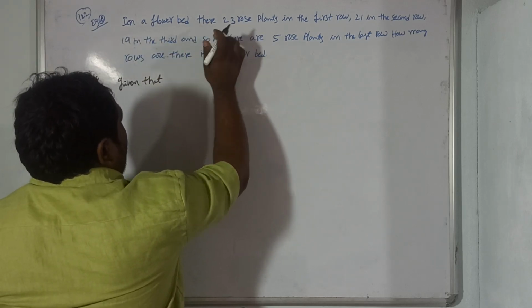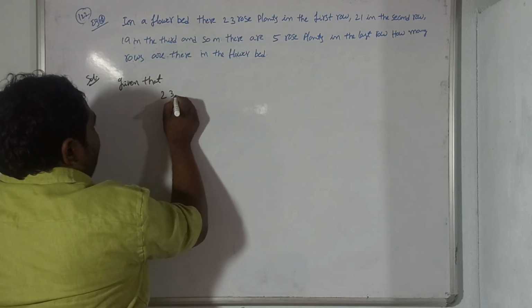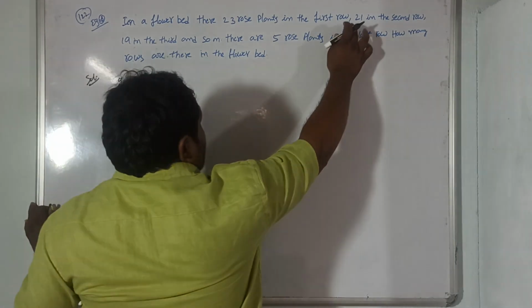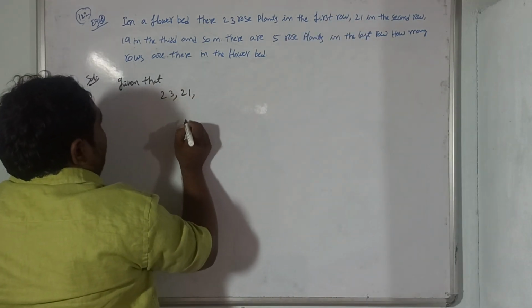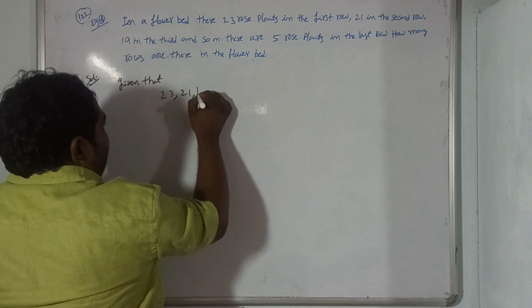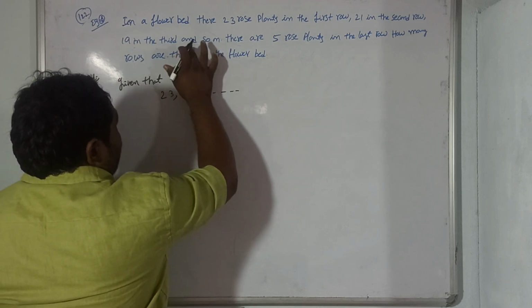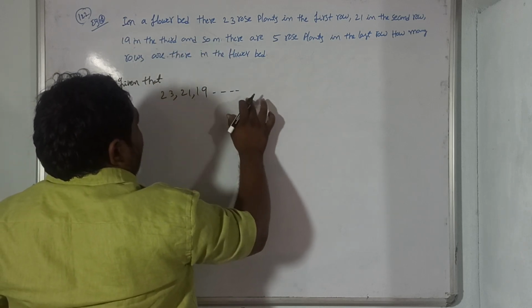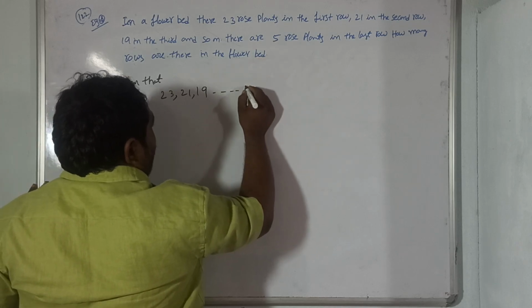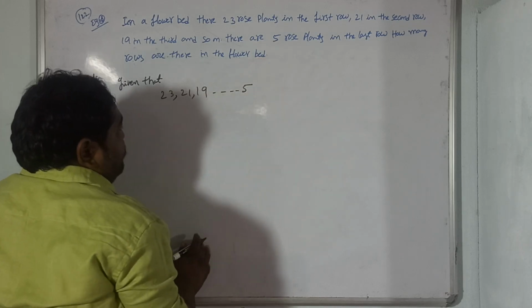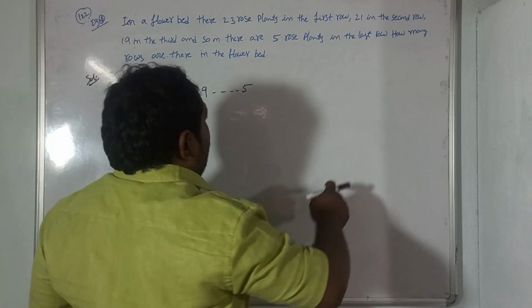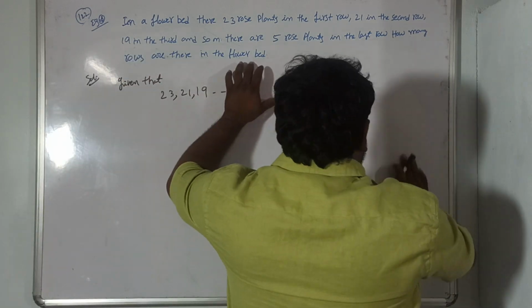In a flower bed the first row contains 23 plants and the second row contains 21 plants and the third row contains 19 plants, and so on. If you write like this, when coming to the last row it contains 5 rose plants. Now we have to calculate how many total plants are there in the flower bed.